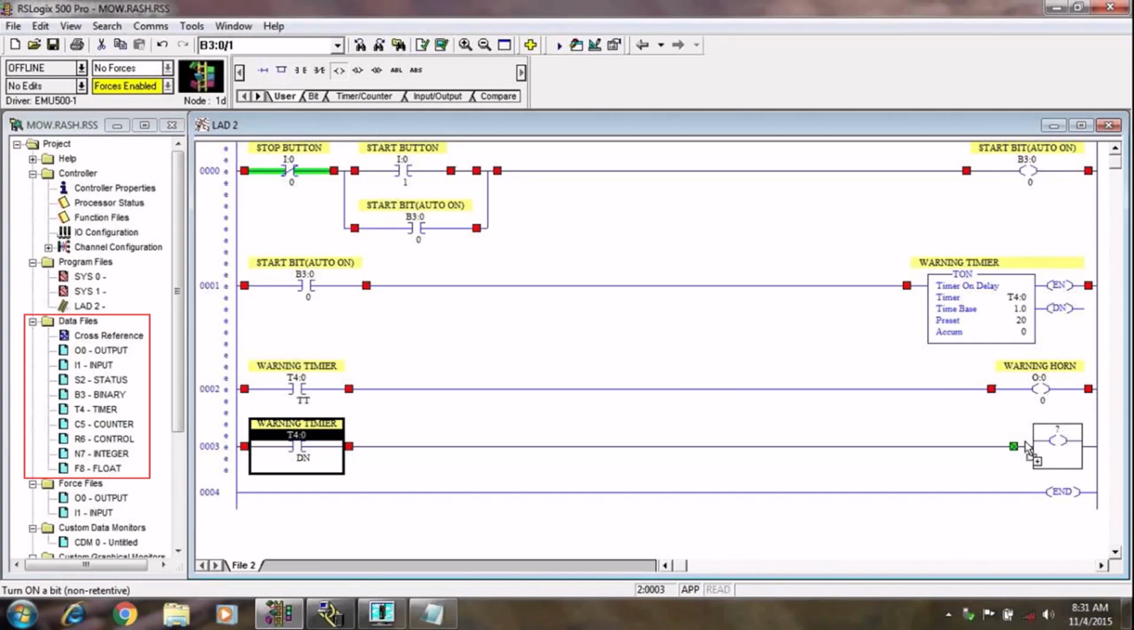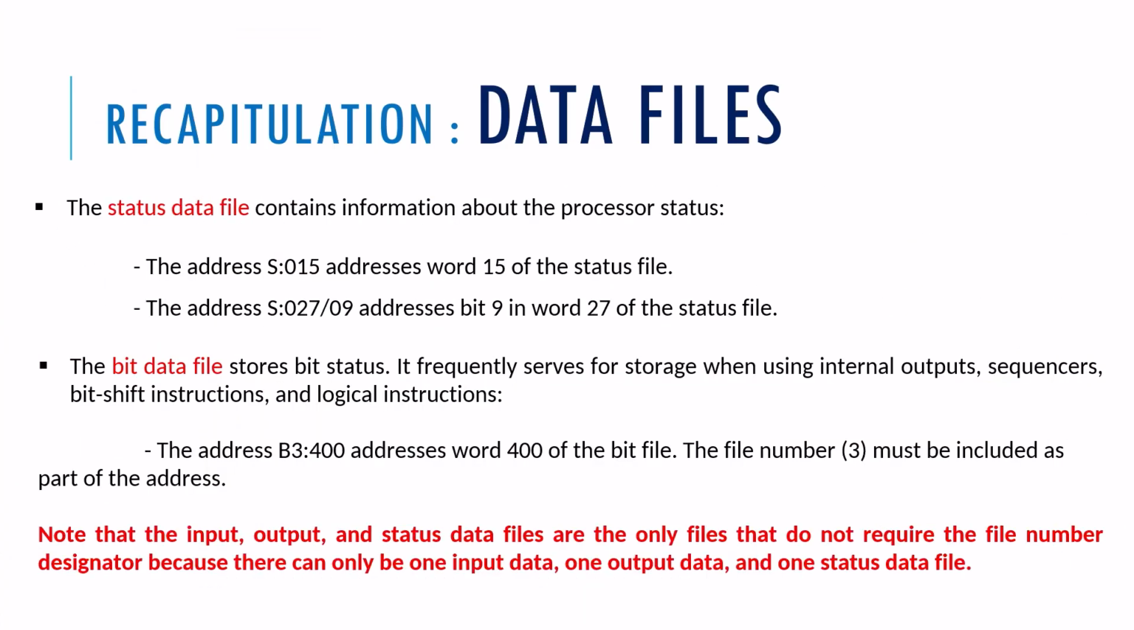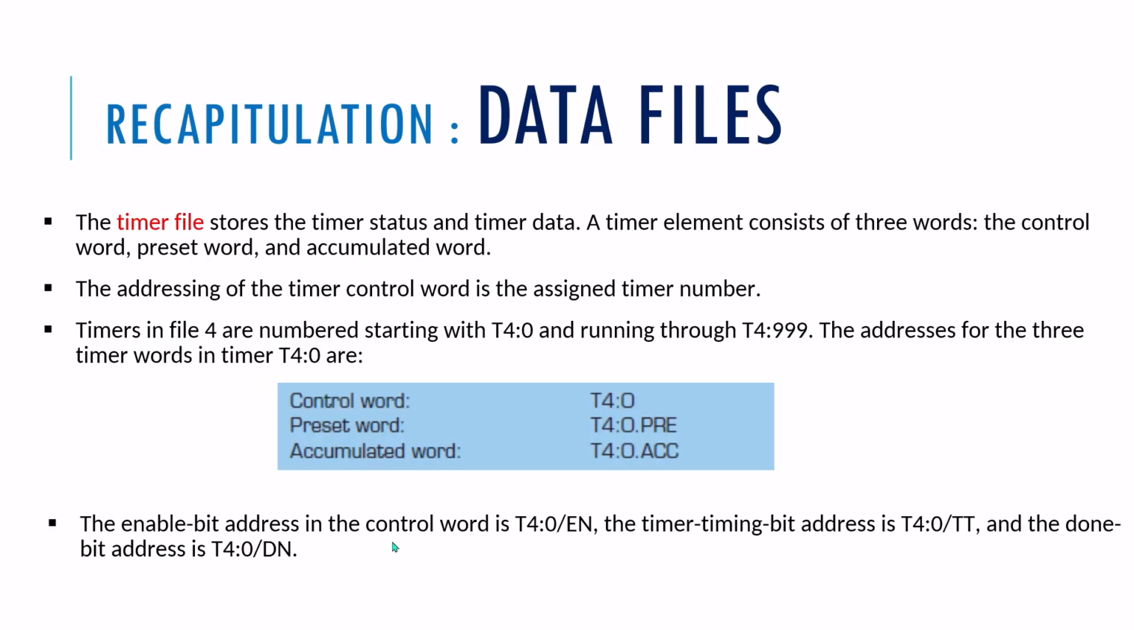Similarly, whenever we put some data from the external world into the preset value, it will be located somewhere. When the timer starts counting, whatever the count is will be put in the accumulator, and the contents of the accumulator will be placed somewhere. So these things are there, and this accumulator is there.